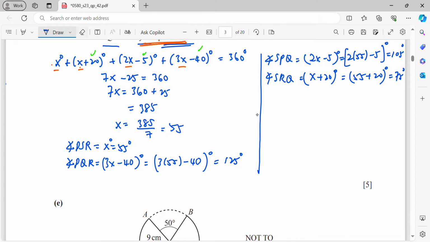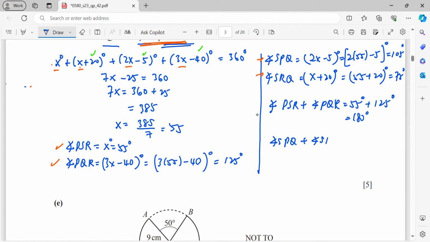So I will just add up the first two angles and show that it's 180, and then the last two angles is 180 because they are opposite angles. So angle PSR plus angle PQR, it will be 55 degrees plus 125 degrees. This is 180 degrees. Okay, then angle SPQ plus angle SRQ. So add up both, 105 plus 75. Again, you are getting 180.